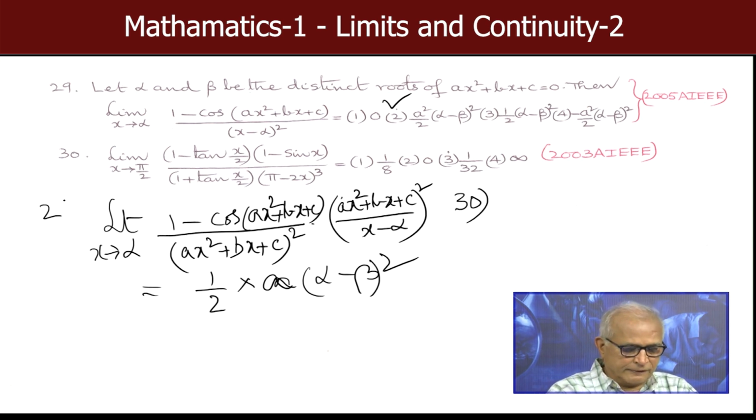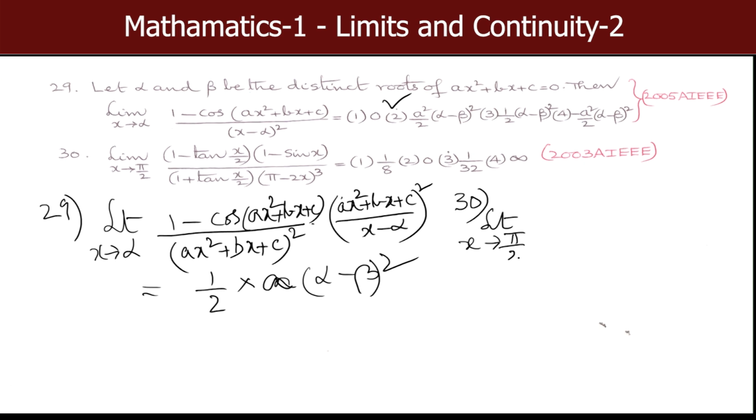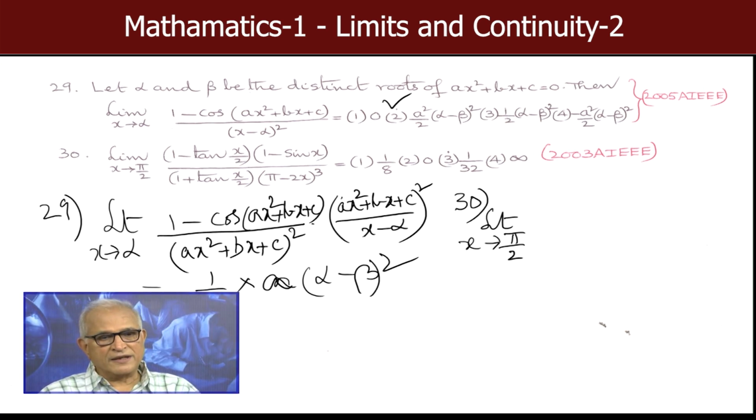Question 30. This is the EAPCET question. Limit as x tends to pi by 2 of (1 minus tan x by 2) by (1 plus tan x by 2). What is (1 minus tan x by 2) by (1 plus tan x by 2)? I can write it as tan of (pi by 4 minus x by 2).